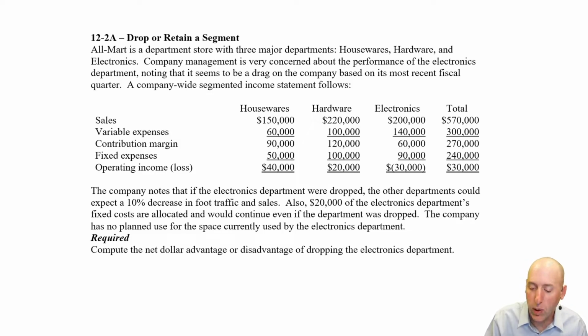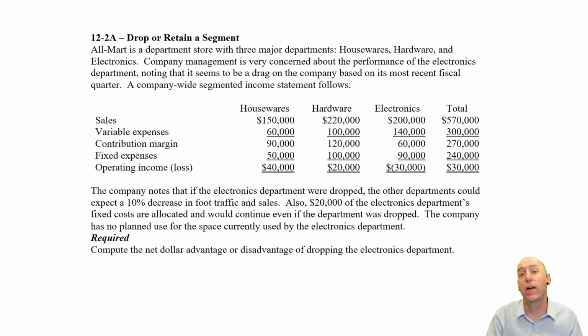Also, $20,000 of electronic department's fixed costs are allocated and would continue even if the department was dropped. So, for example, the property taxes, right? The company pays whatever it pays in property taxes, gets rid of the electronics department. It can't get rid of the property taxes, those fixed allocated costs. The company has no planned use for the space currently used by the electronics department. Compute the net dollar advantage or disadvantage of dropping the electronics department.